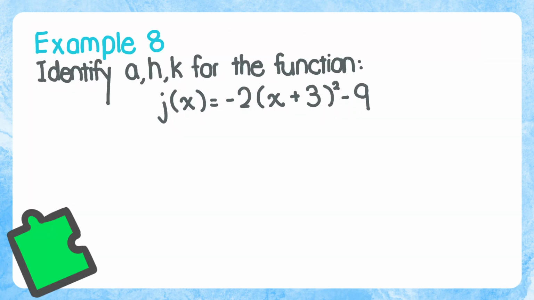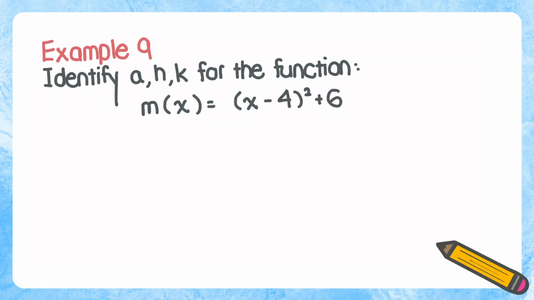On Edpuzzle, please identify a, h, and k for the function j of x equals negative 2 times (x plus 3) quantity squared minus 9.